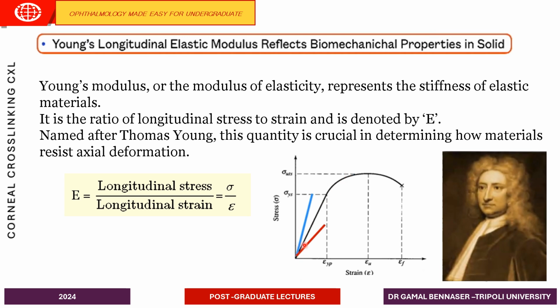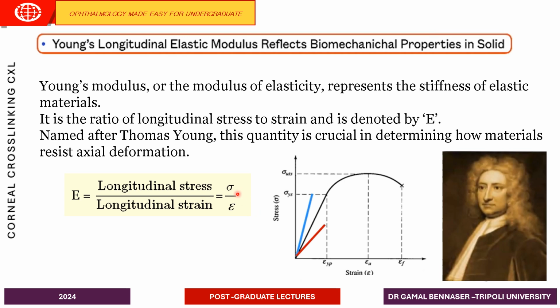And the more the Young's modulus, as the blue color here, indicates that the material is stiff, and the more the slope, like in the red color here, indicates that the material is elastic. So when we say a large Young's modulus, it indicates that it is more stiff. This is what happens after cross-linking, that we increase the Young's modulus.